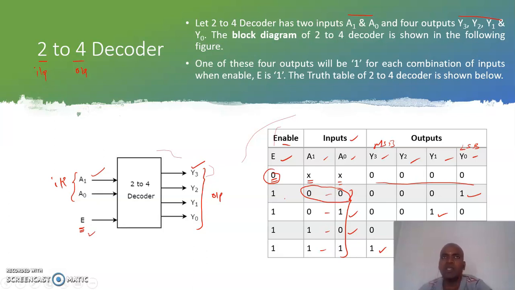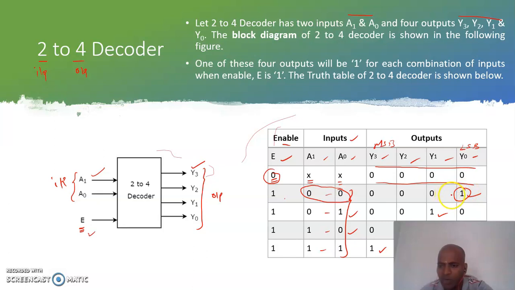As per the procedure of combinational circuit design, after constructing the block diagram and the truth table, the next step is to write the expressions. We are going to write the expressions for the output variables Y3, Y2, Y1, Y0. Have a look at the output Y0. It has 1 at only one place, and that place is here.